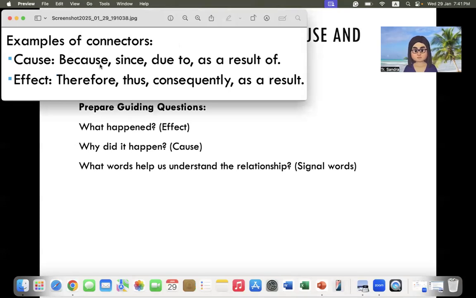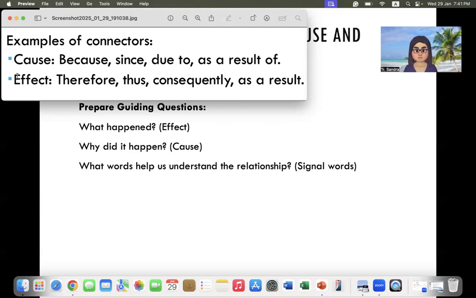For the cause, we use because, to, since, due to, as a result of. If you would like to show the effect, you have to use therefore, thus, consequently, as a result. Whenever you have to find out which is the cause and which is the effect, think of these three questions. What happened? That is the effect. Why did it happen? That is the cause. And which words help you understand the relationship? These are the signal words. Connectors are usually known as signal words.